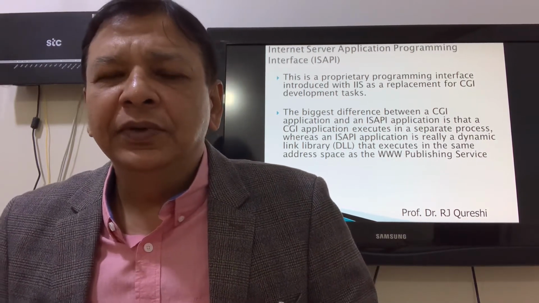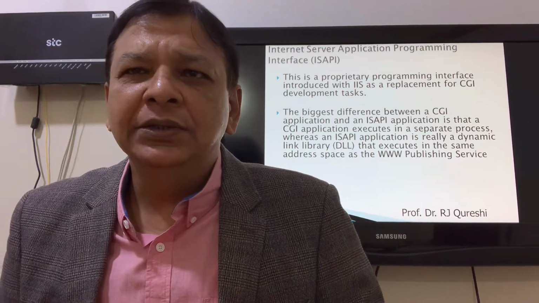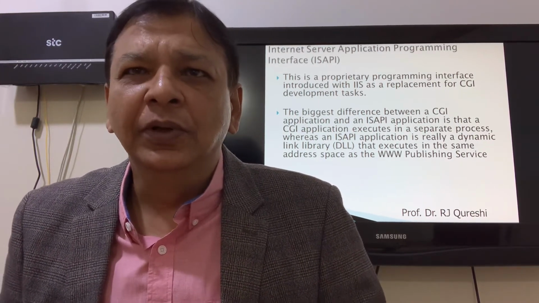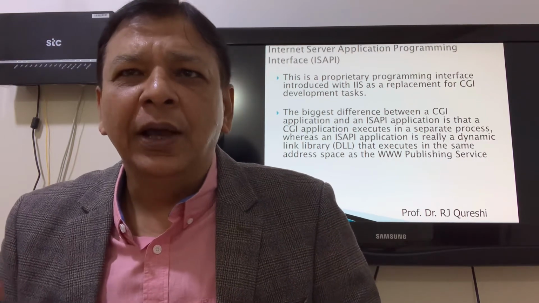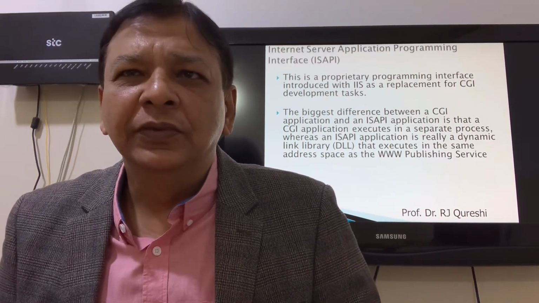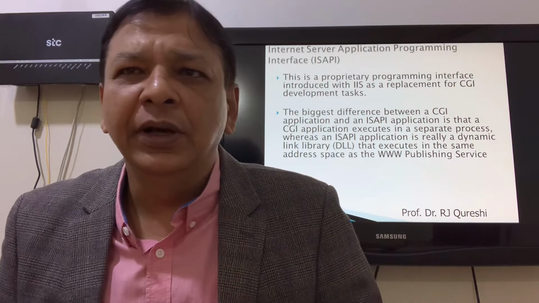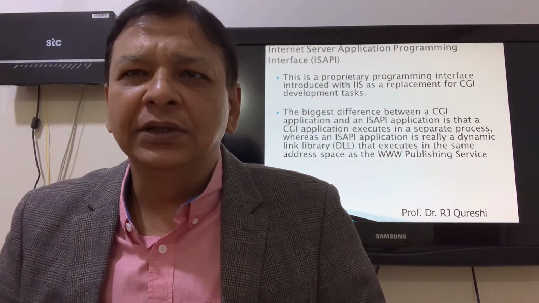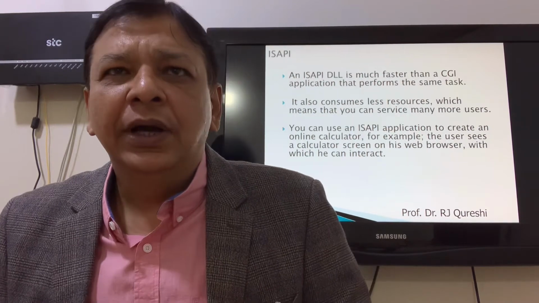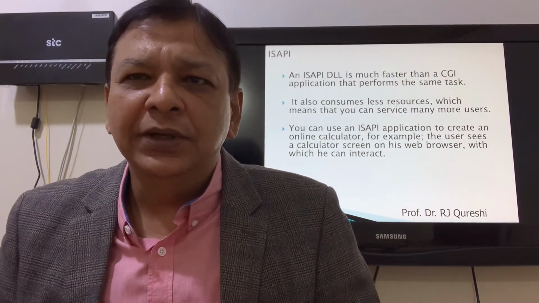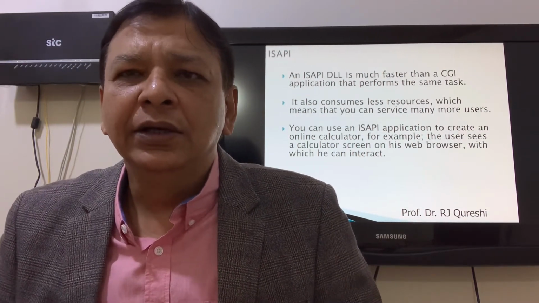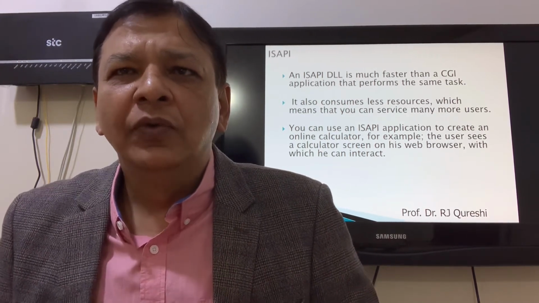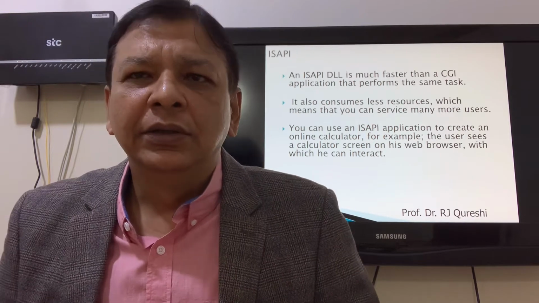The biggest difference between CGI and IIS API is that CGI is not an API, it's a protocol, whereas IIS API is an application programming interface. It's a dynamic link library to execute the web applications in the same address space as the WWW publishing service. IIS API DLL is much faster than CGI and it consumes fewer resources. That means we can serve more clients. We can have an online calculator and database access.